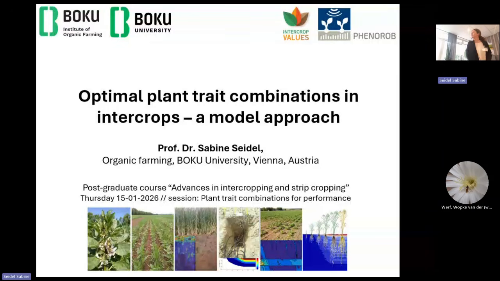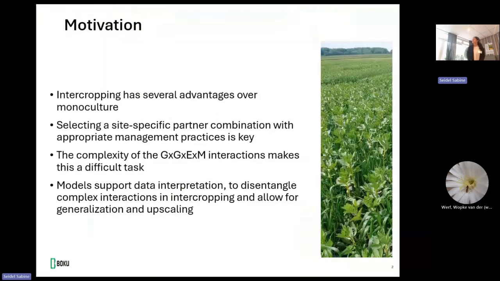For the introduction, intercropping has several advantages over monoculture. This you all know, and now that you have found out that I'm from organic farming, I would like to take the opportunity to say something a bit out of scope. I think the beauty of intercropping is actually not its yield advantage. There is a yield advantage, sometimes, not always. It's often also not so big, but the beauty of intercropping is the enhancement of biodiversity.